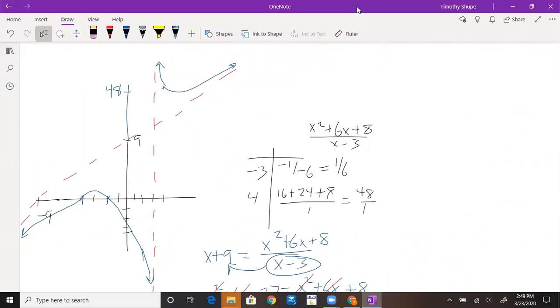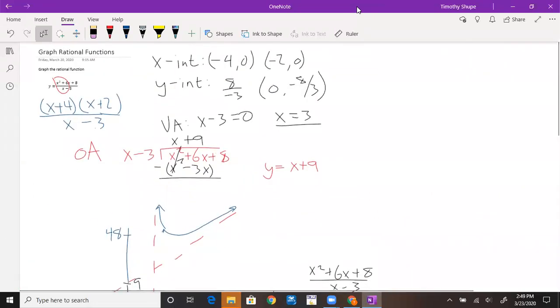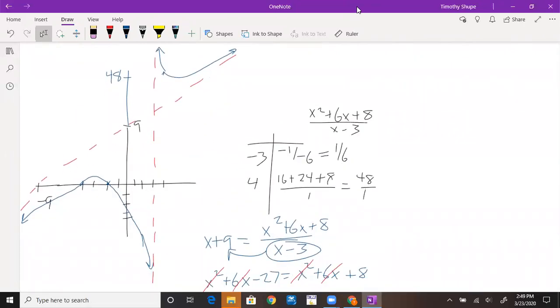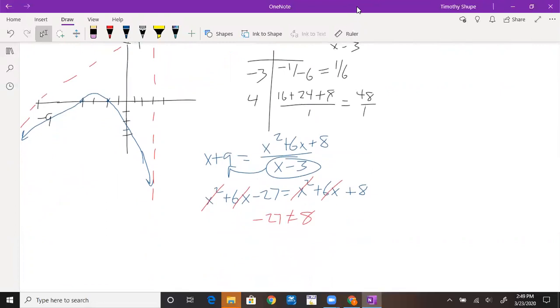So we found the intercepts, we found the asymptotes initially, and then we plotted what we could. And from there, we needed a little bit more information, so we used x is -3 and +4 to determine where that graph was going to be on either side of the intercepts or asymptotes. And then the final thing we checked was, does it cross the oblique asymptote? In this case, no, because we got -27 is equal to +8. Definitely not a true statement, so we know that it doesn't cross that oblique asymptote.